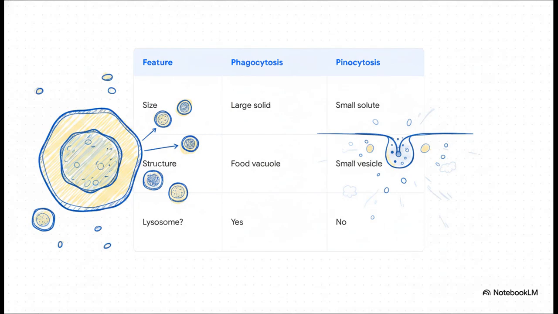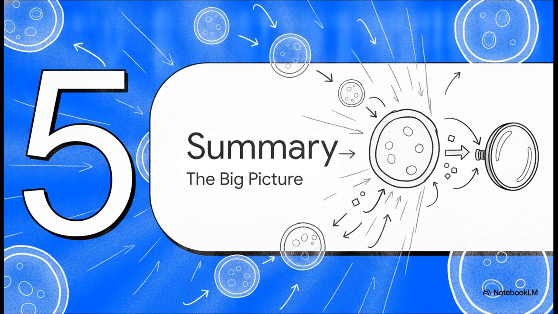Just to totally lock this in for you, here's a clear breakdown. Phagocytosis handles large, solid particles and creates a big food vacuole. And because it's eating solid food, it needs lysosomes, the cell's digestive stomach, to come in and break that material down. Pinocytosis takes in small, dissolved particles and fluids, creating a much smaller vesicle. Those dissolved substances absorb directly into the cytoplasm, so no digestive lysosomes are needed at all. Simple as that. Finally, Section 5, Summary.